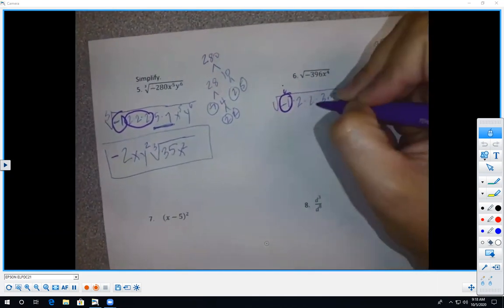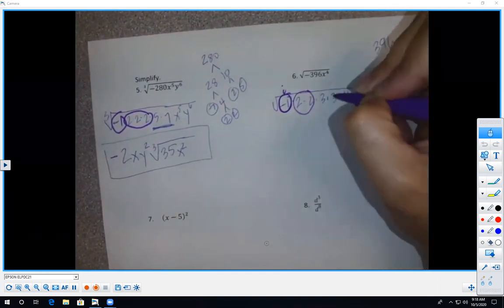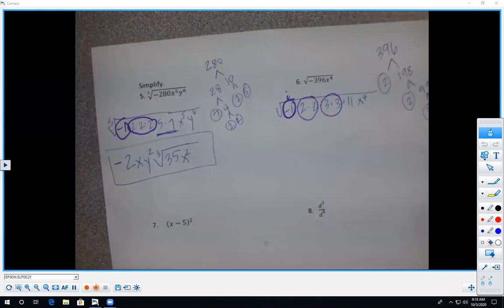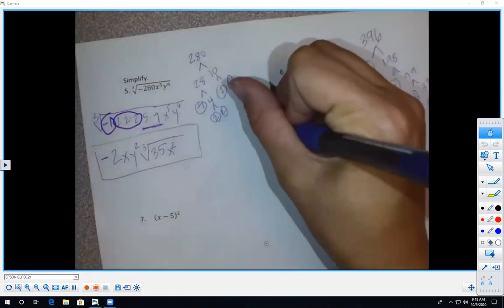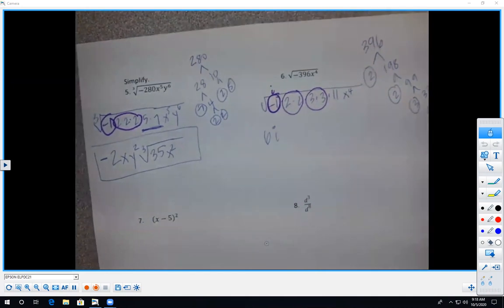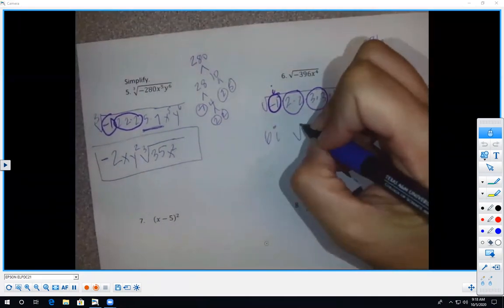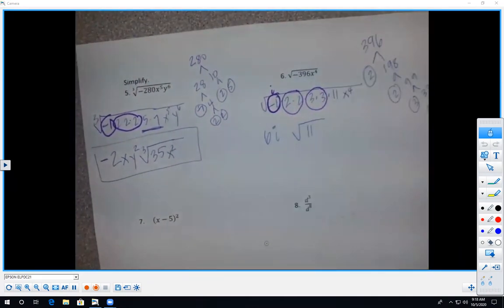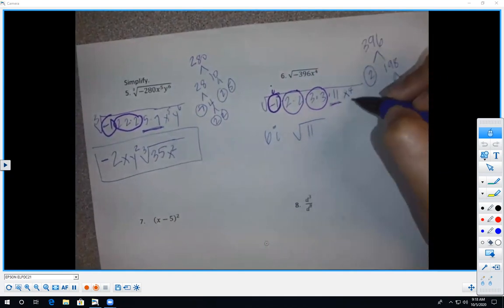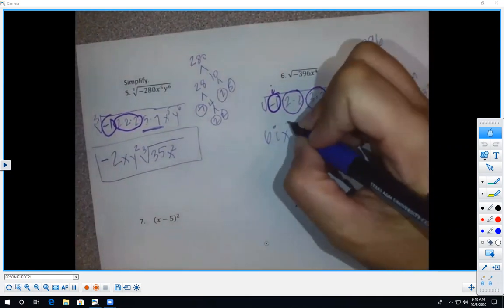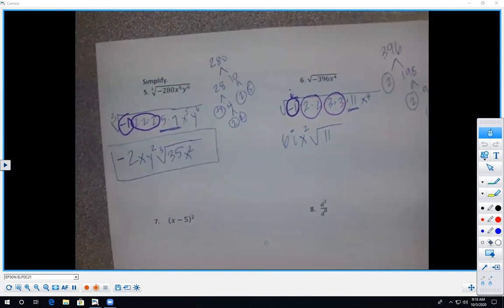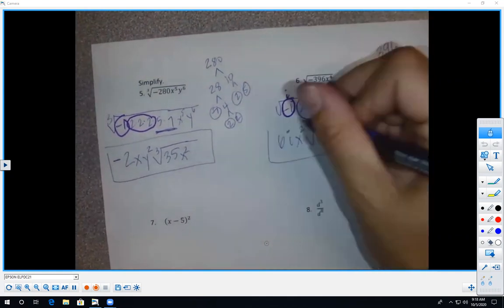I can also take out a group of 2 2s and a group of 2 3s. So what number is going to be on the outside? 6, 2 times 3 is 6, so it'd be 6i on the outside, and then I have 11 left on the inside. And then x to the 4th, that's 4 x's. How many groups of 2 can I take out of 4 x's? 2 groups of 2, so x squared on the outside. Are there any x's left over? No. So that's going to be my answer.